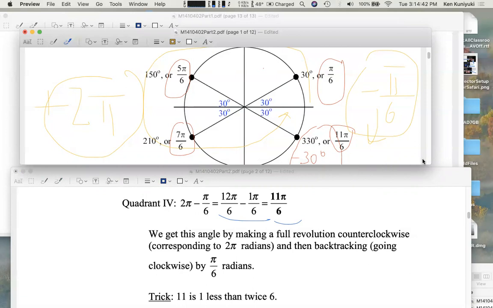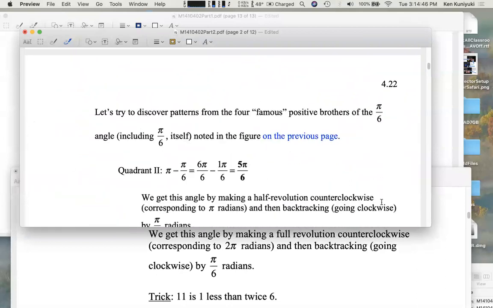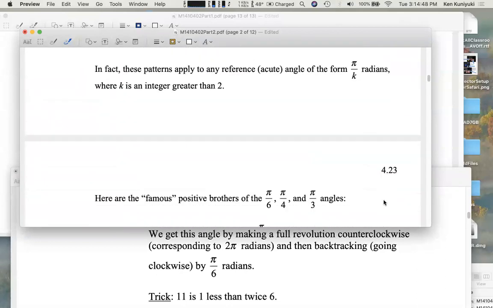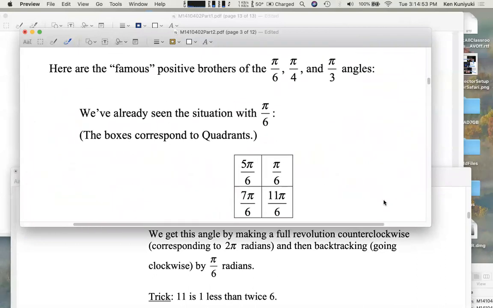Maybe this is the Corleone family from The Godfather. What is the famous family of brothers with reference angle pi over 6 radians between 0 and 2 pi radians? Pi over 6, 5 pi over 6, 7 pi over 6, and 11 pi over 6. These might be the Corleones from The Godfather. 4 brothers. These are the famous brothers between 0 and 2 pi radians, where the reference angle is pi over 6.